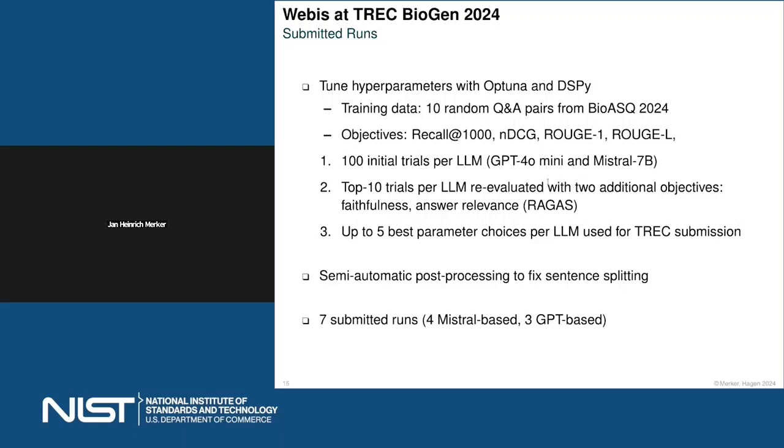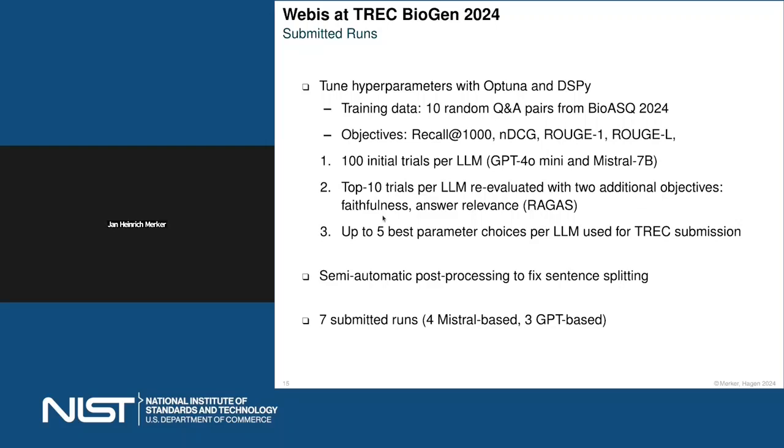Then for each of the two considered LLMs, we ran 100 initial trials using these 4 objectives. And then for the top 10 trials per LLM, we re-evaluated with 2 additional objectives that are more costly to evaluate because we use LLM-based measures, faithfulness and answer relevance from the Vargas toolkit. And from these ranked trials, we then selected up to 5 best parameter choices per each LLM for our TREC submissions.